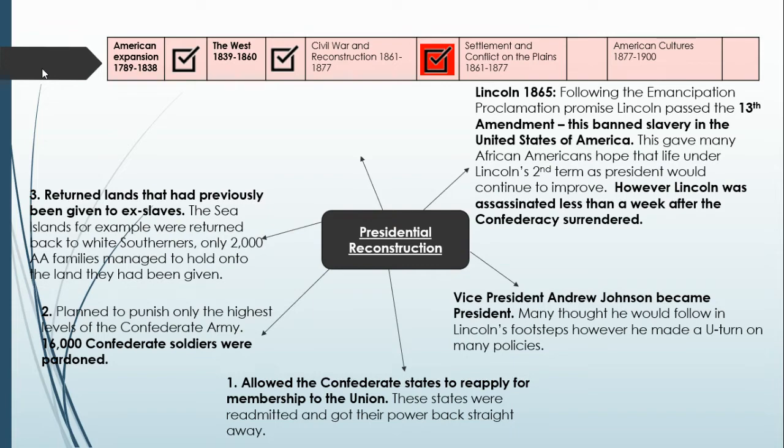He also returns lands that had previously been given to ex-slaves. So in the last video, I told you to try and remember the Sea Islands, which were lands that had been given to slaves when the Union had occupied those areas. However, these are now returned back to white Southerners. Only 2,000 African American families managed to hold on to the land that they had been given. So this is a real reversal for the African Americans who, for the first time, had land, who possessed land, who could grow crops, etc. They are not allowed to hold on to that land now. That land has been returned.